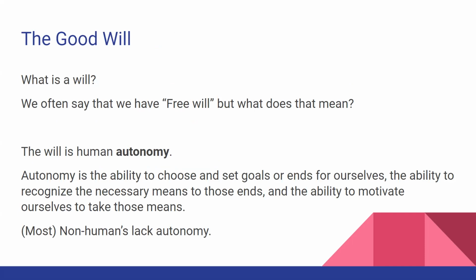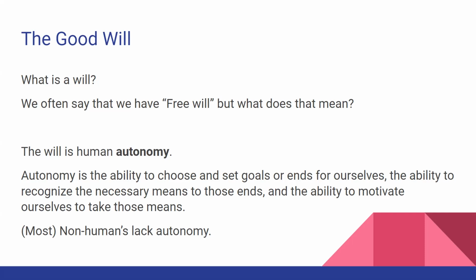Well, we often say things like, oh yeah, people have free will. They have the free will to choose what they want to do. But what exactly does it mean to have a will? What exactly does a will do? Well, the will, especially in this Kantian way of thinking about it, is your human autonomy, where human autonomy is understood as the ability to choose to set goals or ends for yourself, and the ability to recognize the necessary means to those ends, the actions that one has to take in order to achieve those ends, and the ability to motivate ourselves in order to take those means, right?